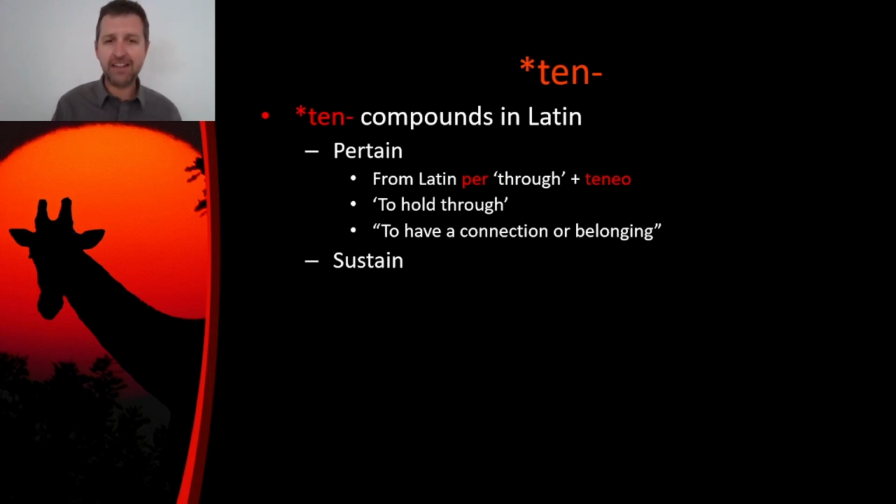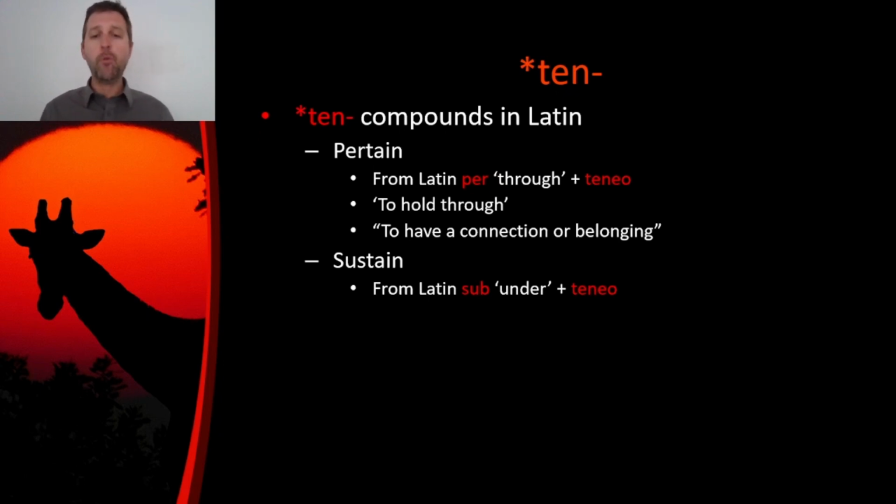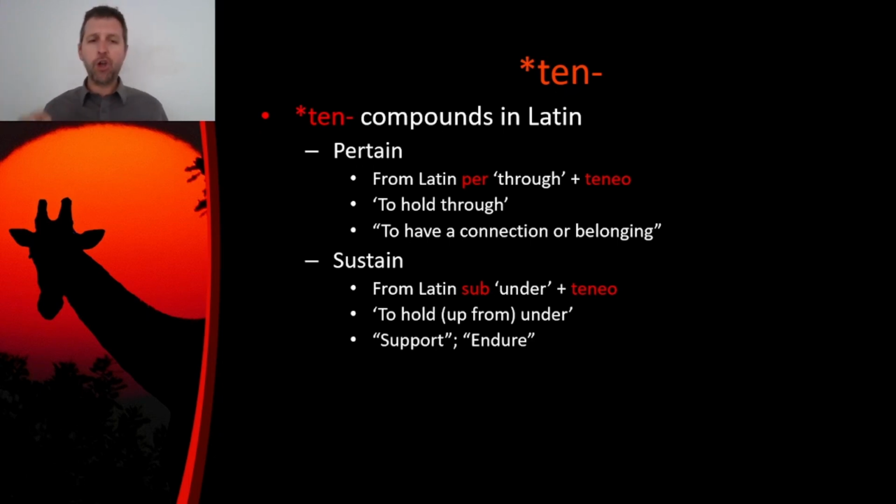What about sustain? Sustain comes from Latin sub, under, plus teneo. We've seen this a couple times now where the Romans weren't always thrilled with pronouncing a B and a T together, so there might sprout an S between them, and in this case the B has gone away, but sustain does come from sub plus teneo. So sub means under, as you would probably guess, and so to sustain means to hold under, or to hold up from under. So in the sense of holding something up from under, you are supporting it.